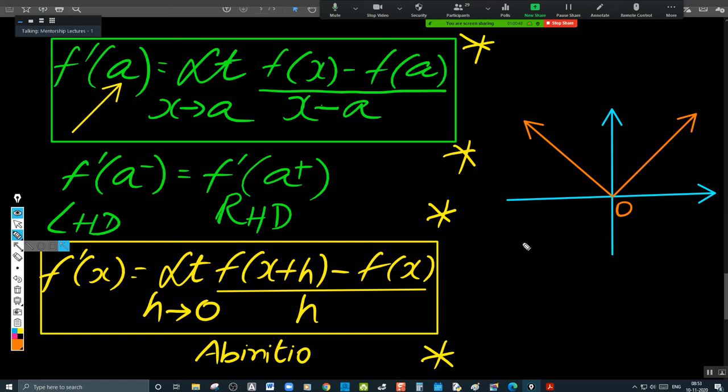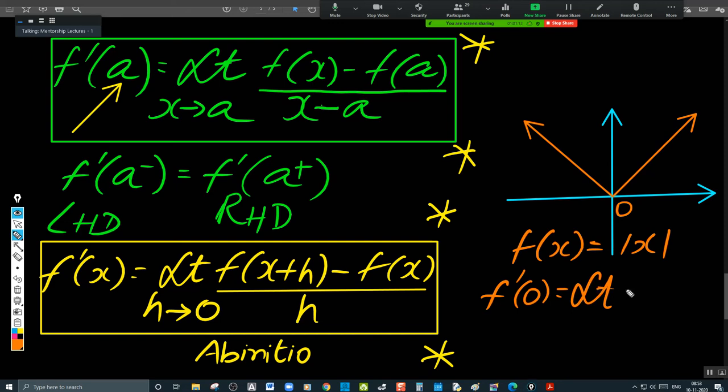Derivative means, here the function is f of x is equal to mod x. We want to check the differentiability at that point 0. Let us use this definition. I'm explaining both theoretically and graphically. So if you want to check the differentiability at 0, f dash 0 is equal to the limit of f of x minus f of 0 by x as x tends to 0. Does not exist.